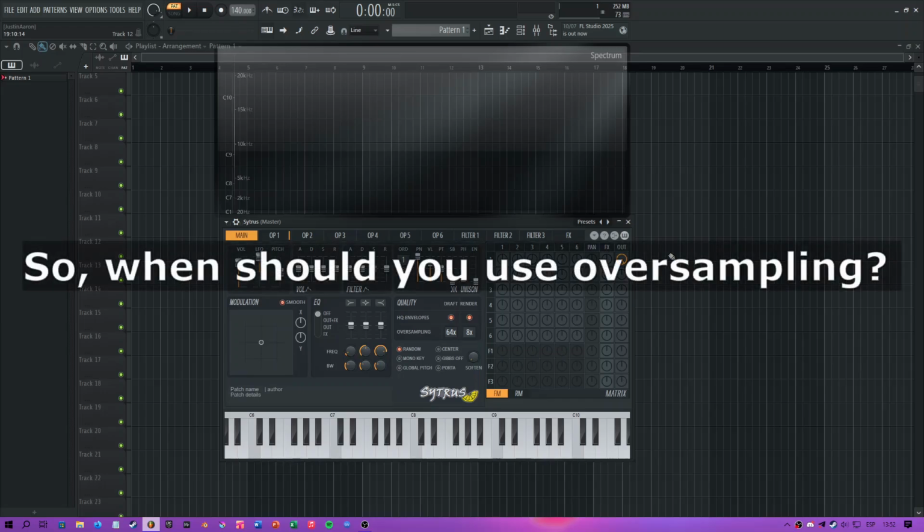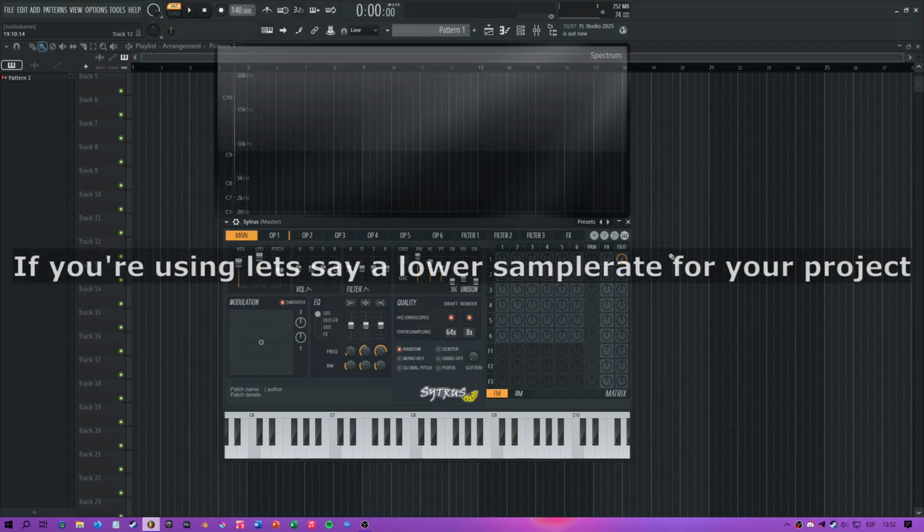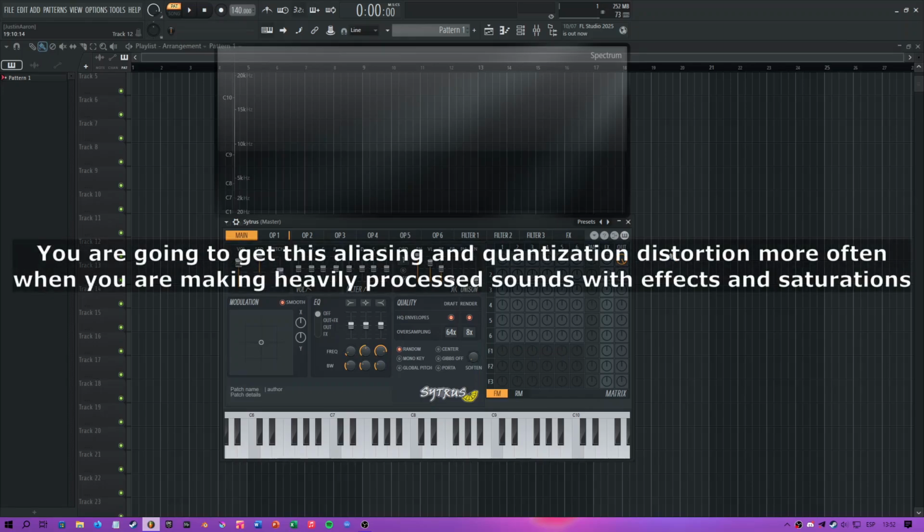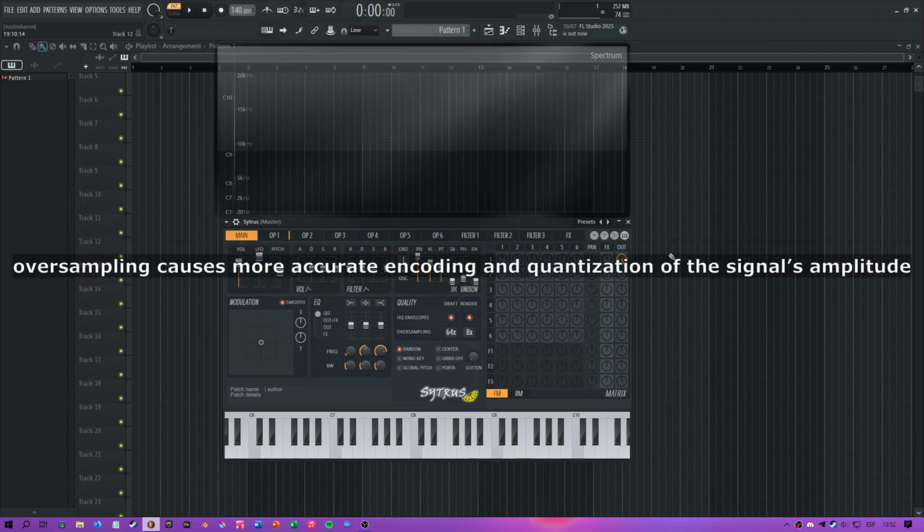So, when should you use oversampling? If you're using, let's say, a lower sample rate for your project, for example 44.1 kHz, the standard sample rate in music platforms, you are going to get this aliasing and quantization distortion more often when you are making heavily processed sounds with effects and saturations. Oversampling causes more accurate encoding and quantization of the signal's amplitude.